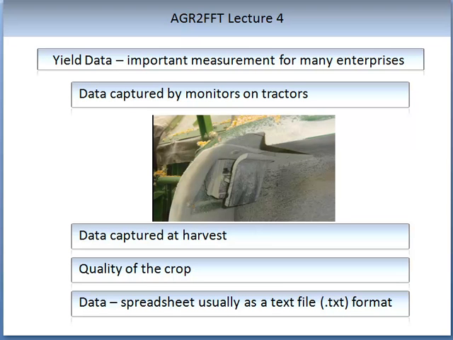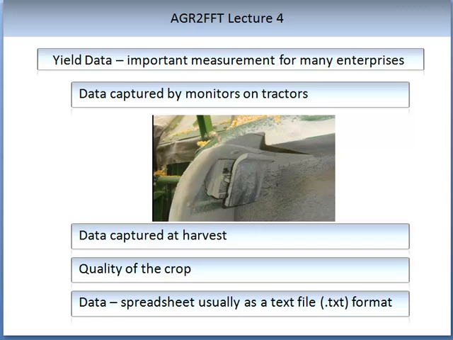So, what is yield data and yield mapping? Well, yield data is data that is collected at the time of harvest. It is an important measurement for many enterprises. The data is captured usually by monitors on the tractor. They capture relevant information on the harvest. That can include the weight, the amount, and/or the quality of the crop.